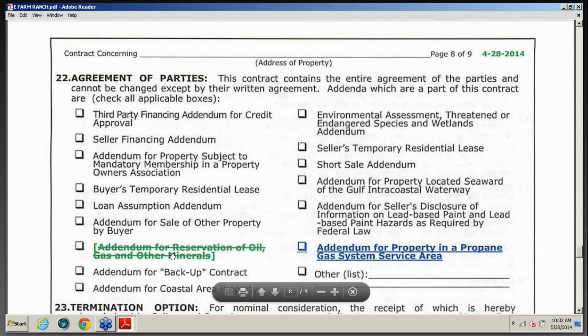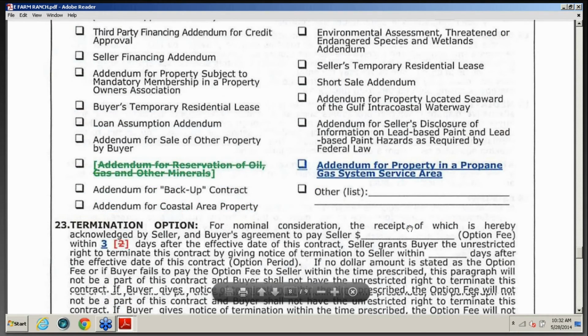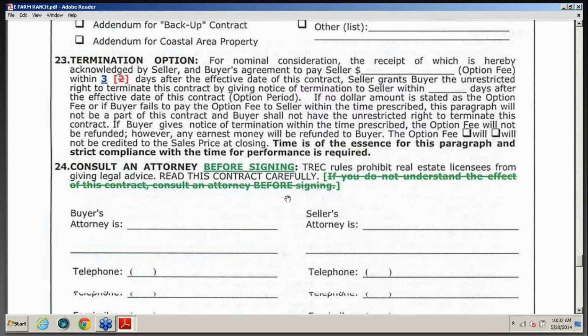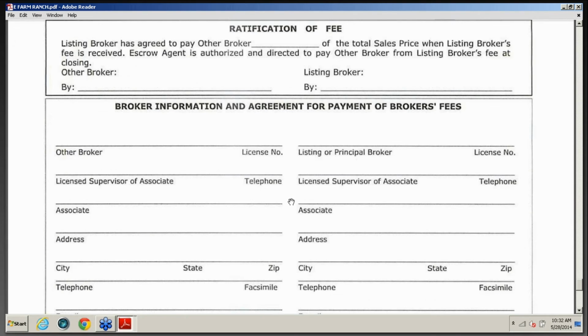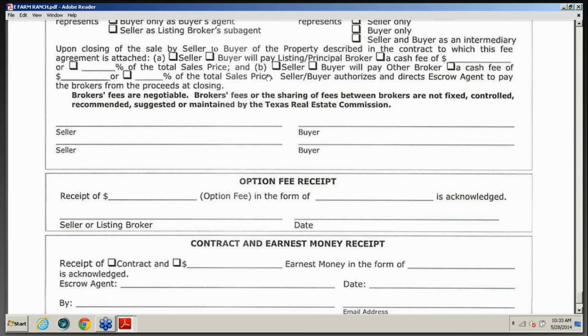The addendum for, now look here in paragraph 22, the notices. The addendum for reservation of oil, gas, and other minerals has been removed. It has been removed because we are not to use this with a farm and ranch contract. This is the new information that we have coming down the wire. The addition for the gas propane was put on. We still have the 3 days for the option. Again, consult an attorney before signing. And then, of course, you've got the same page 9 that you always had. Nothing has changed on that.